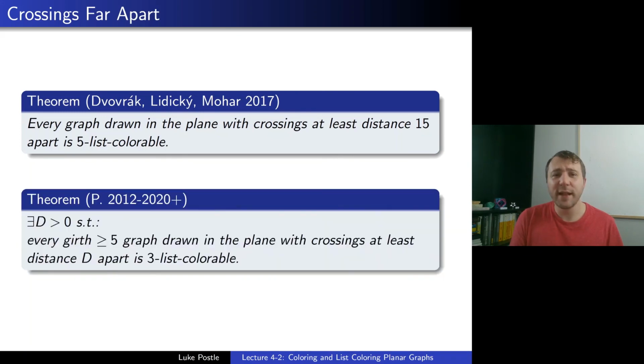So that's nice. And then lastly, I'll just mention my own theorem, still in preparation, but basically in publication, it says that the same holds for girth 5 and 3-list coloring. So if you allow crossings far apart, then you're actually 3-list colorable in the girth 5 case.